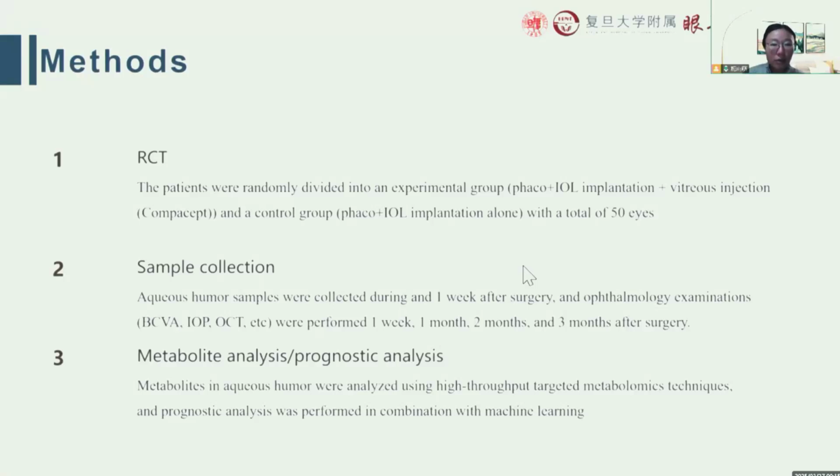The patients were randomly divided into the treatment group, which combines cataract surgery and anti-VEGF treatment, and the control group, which has cataract surgery only. Aqueous humor samples were collected during surgery and 1 week after surgery, and ophthalmology examinations were performed from 1 week to 3 months after surgery. Metabolites in aqueous humor were analyzed using high-throughput targeted metabolomics techniques, and prognostic analysis was performed in combination with a machine learning strategy.